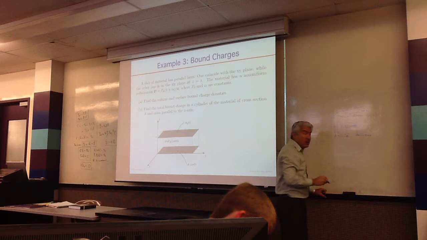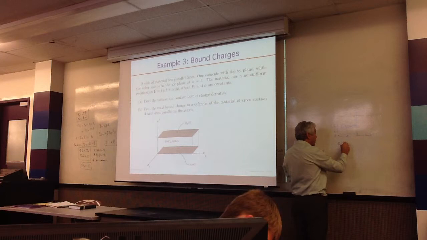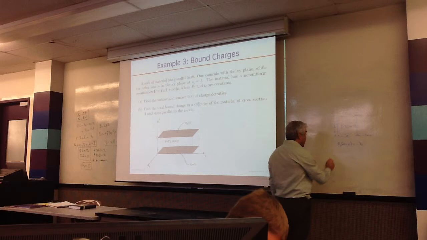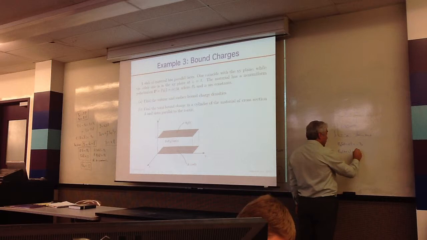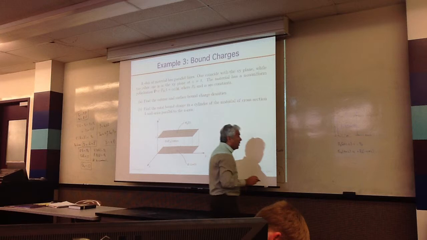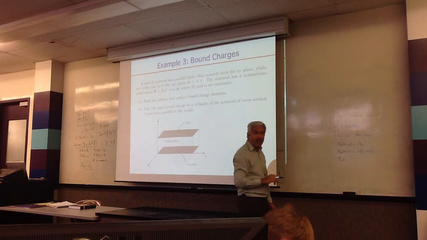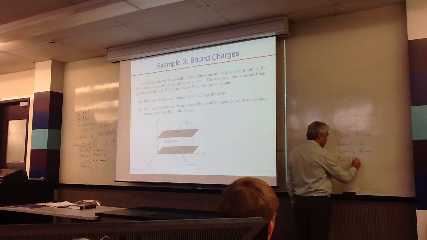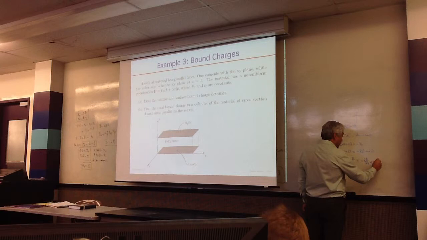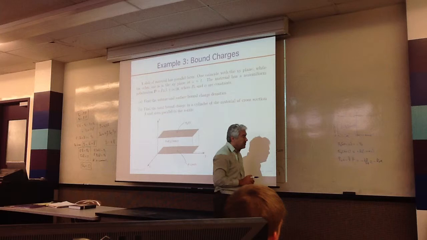So the sigma bound that I have, again at the bottom, at z equal to zero, is in the minus z direction, so this is minus P0. Why? Because this is P0 (1 plus alpha z), but that's at z equals zero. Sigma bound at z equals L is going to be equal to plus P0 (1 plus alpha L), and that's it, because it's in the normal z direction. This is what I have. Rho bound is equal to what? Minus del dot P. Because P is in the z hat direction, this is minus dP/dz. So this should be equal to minus P0 alpha. That's what rho bound is.